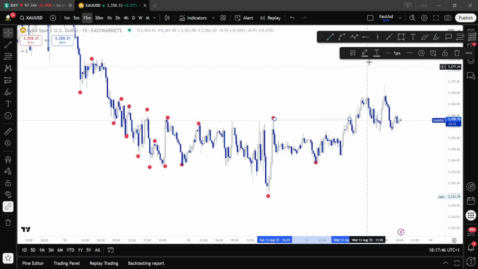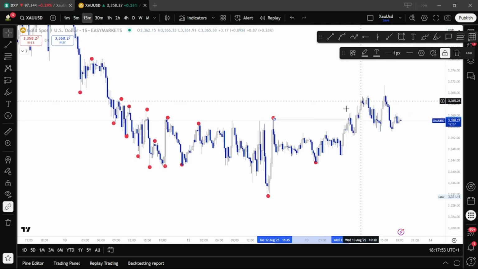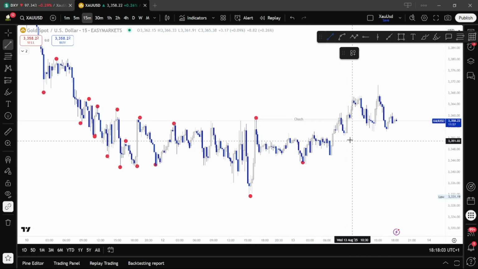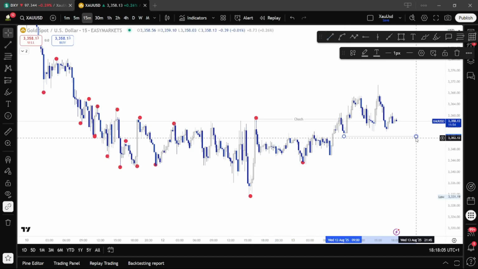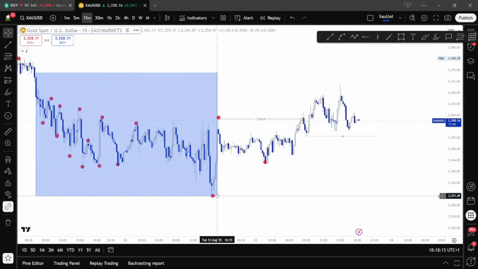And as a trader, if you're watching this today, if you're lucky, this is your change of character, and you should expect to probably buy from a low. Expect this low to be taken off, and then this is going to be our inducement zone. So expect this low to be taken off.